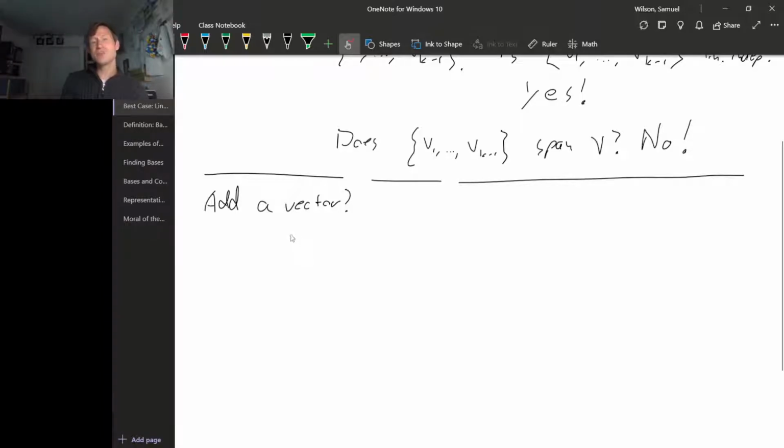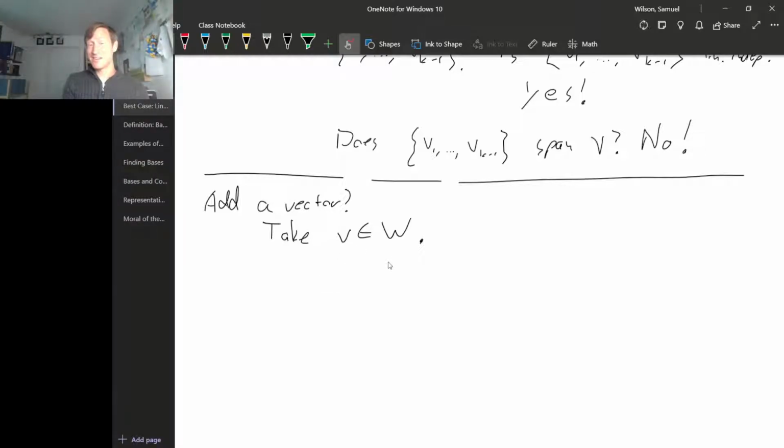Okay, well, there are two cases here. To add a vector, we have to say what vector we're going to add. Maybe it's v, coming from our bigger ambient vector space W. There are two situations. Either little v is in big V or it's not. So if little v is in big V, remember, big V is the span of v1 through vk.